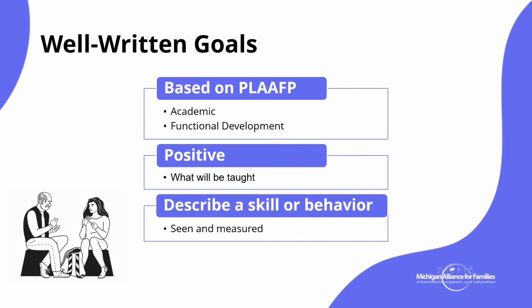Annual goals are kind of like a roadmap. Where's the child headed this year? What is he or she going to work on? And we want to look, again, at academic and functional development. A goal does not need to be tied just to the curriculum. It needs to be tied to the individual student's needs created by the disability.